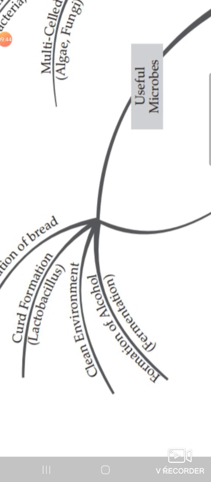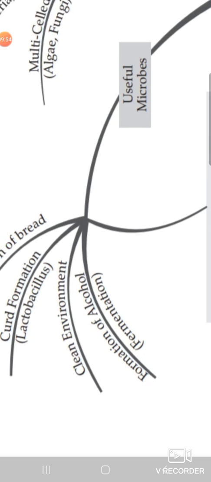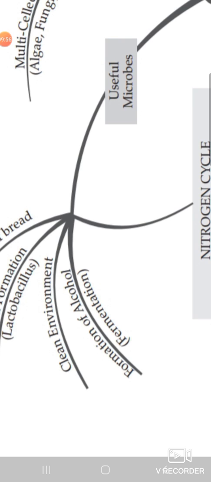Now the last one is the formation of alcohol, and this process is called fermentation. What do we mean by fermentation, dear students? The conversion of sugar into alcohol is called fermentation, and it is also called the formation of alcohol. This formation of alcohol is widely used in the beer industries to make beers, wines, and grape juices, and from so many other fruits.